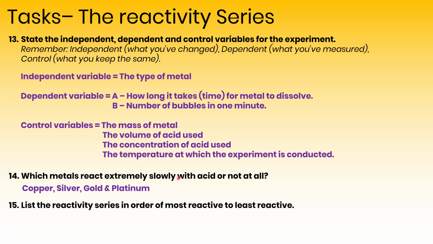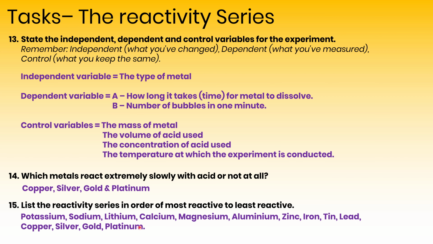The metals that react extremely slowly with an acid or not at all are copper, silver, gold and platinum. Copper and silver reacting extremely slowly, and gold and platinum reacting not at all. The reactivity series, in order of most reactive to least reactive, is as follows: potassium, sodium, lithium, calcium, magnesium, aluminium, zinc, iron, tin, lead, copper, silver, gold and platinum.